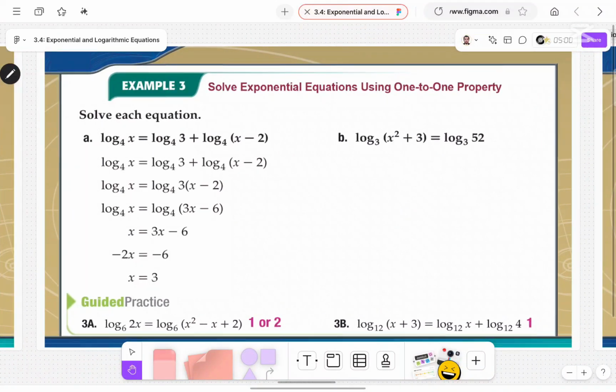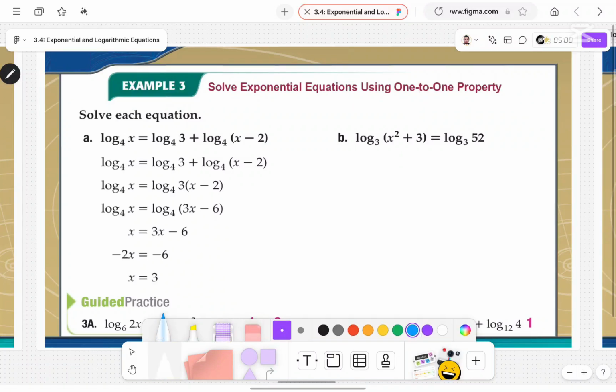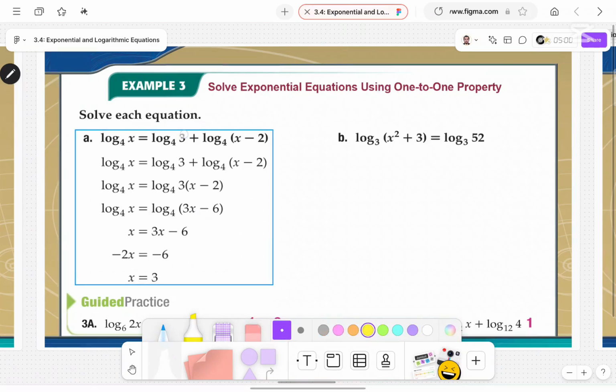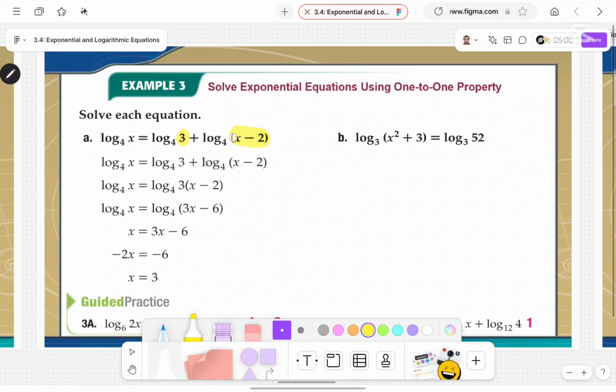So example number 3. Solve the exponential equation using properties. Solve each equation. Look at the first one. First thing, I have to use one of the properties that we learned: power property, product property, quotient property. And I can use the product property here. When I have this log multiplied, added to that log, we can do that. This is the product property. So we can combine these two together by multiplying them. Because of the product property.